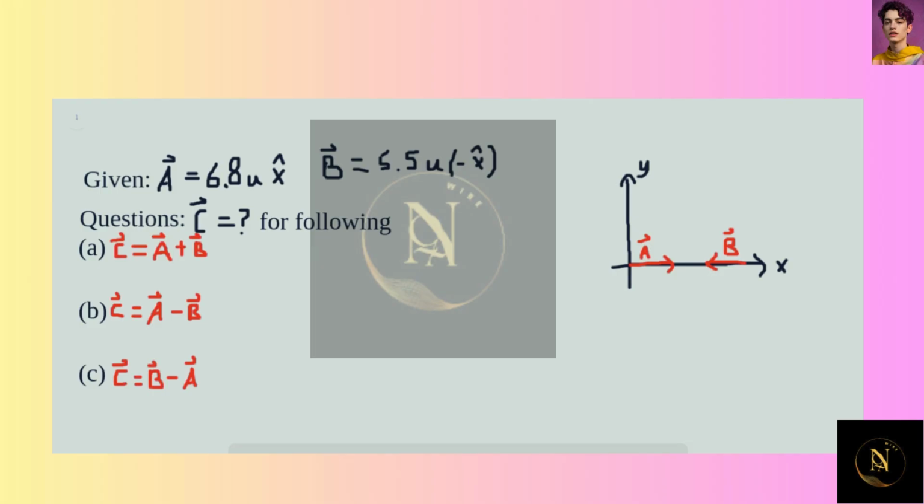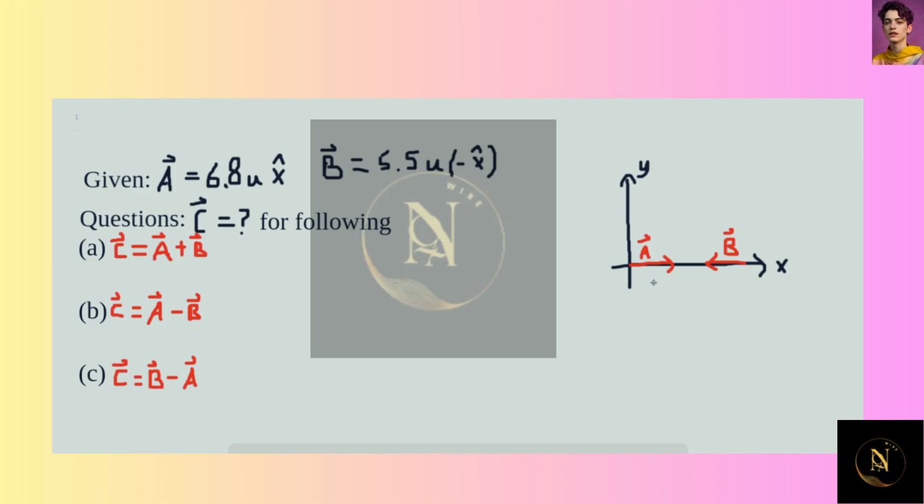Our question says figure 36 shows two vectors, vector A and B, whose magnitudes are A equals 6.8 units and B equals 5.5 units. Determine C if A, C is equal to A plus B, B, C is equal to A minus B, and C is equal to B minus A. Give the magnitude and direction for each of the situations.